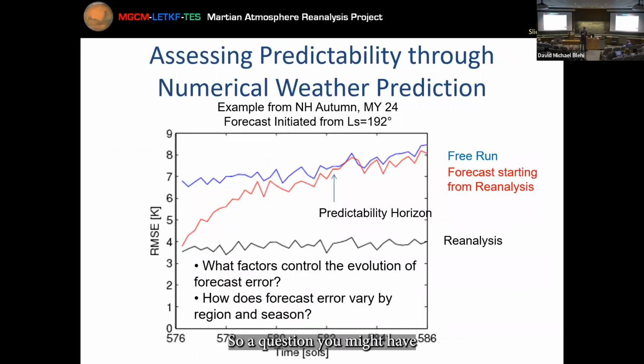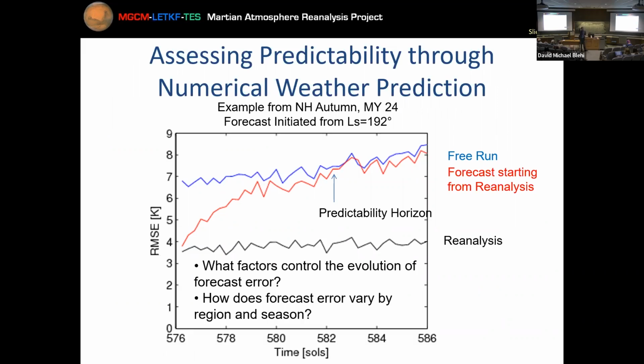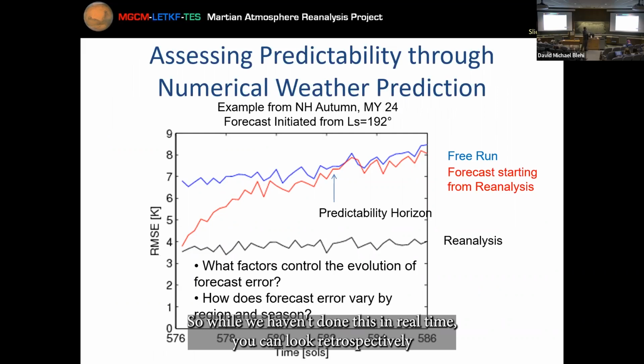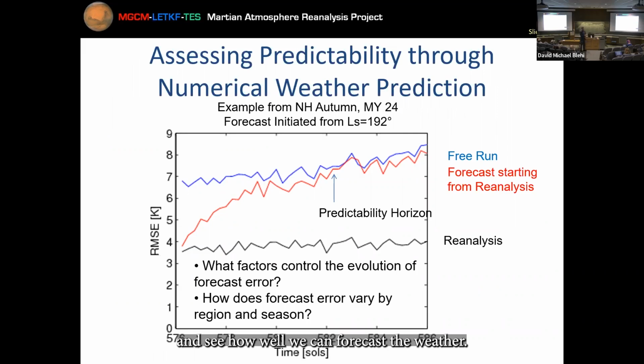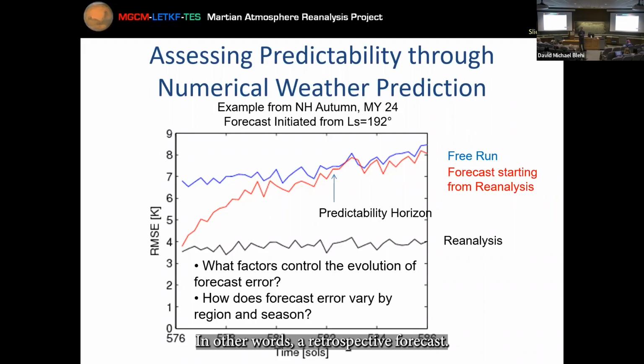Okay. So a question you might have, as we're thinking about dust storms: will we ever be able to predict them in the future? How well can we predict Martian weather? While we haven't done this in real time, you can look retrospectively and see how well we can forecast the weather. We start out from our reanalysis, take away the observations, and launch a model simulation going forward into the future. In other words, a retrospective forecast.